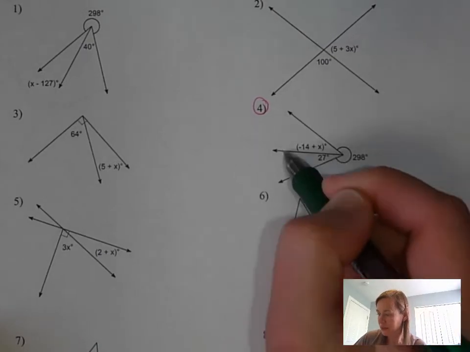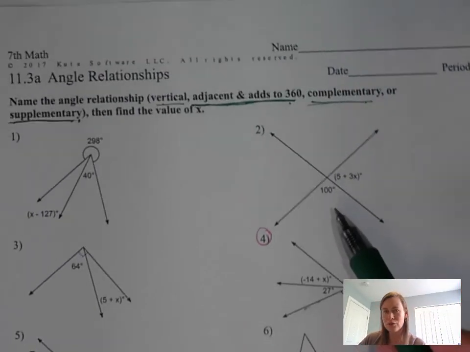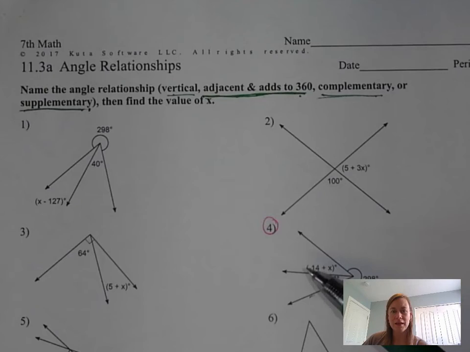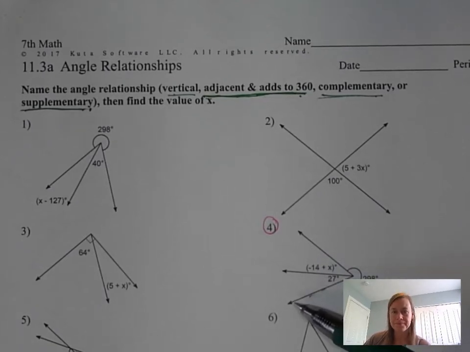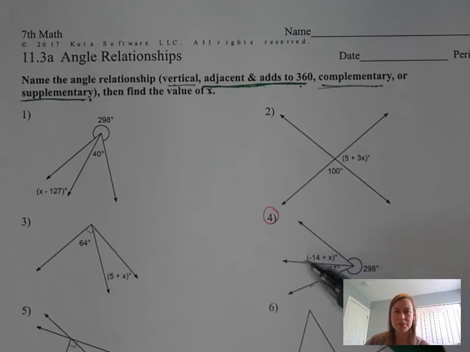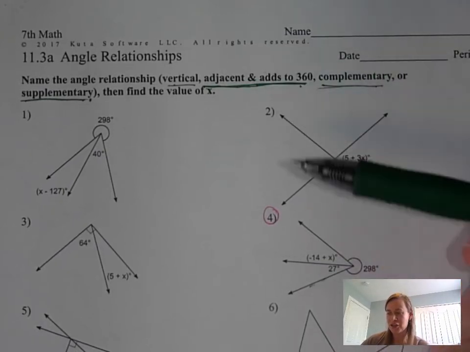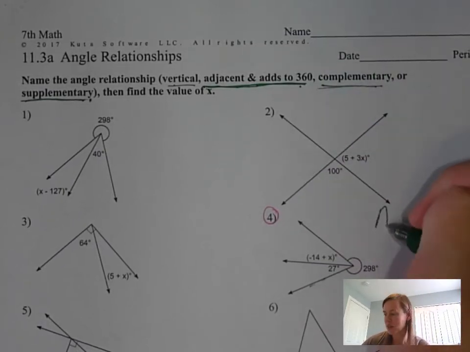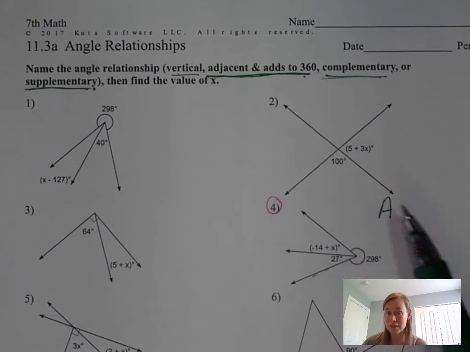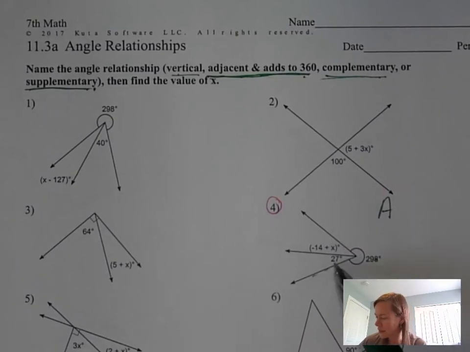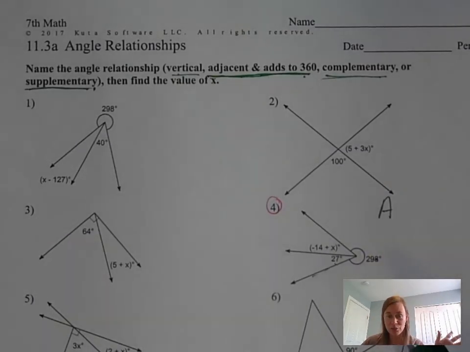How about these angles? What are they? What of these 4 relationships applies to number 4? They're not vertical. They're not complementary. They're not supplementary. They are adjacent and they do add to 360. So I'm just going to write a big A. And now I'm going to write an equation. So like we just said, they're going to add up to 360. So 298 plus 27, and then add together this minus 14 plus x. It should all equal 360.